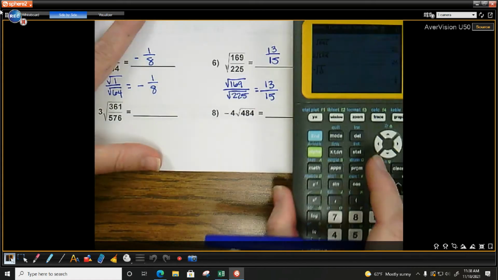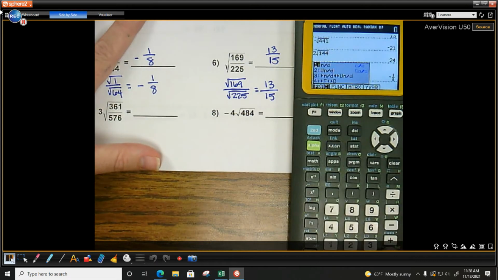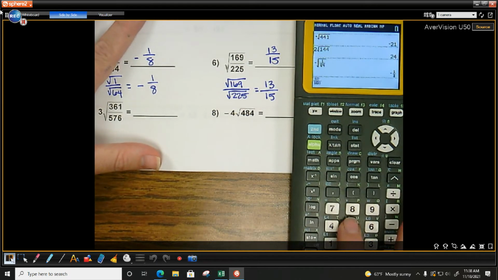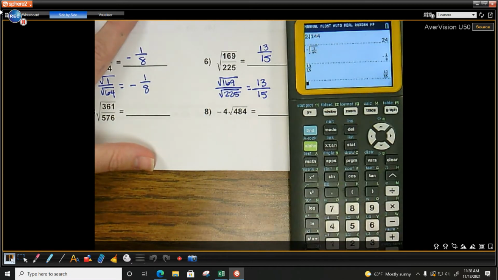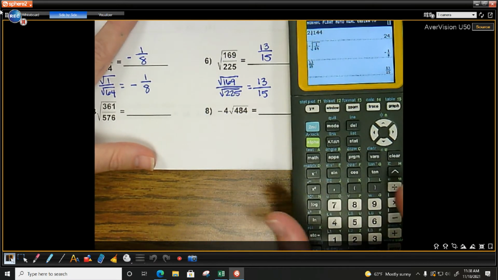Remember, you also can go to your calculator and type it in as a fraction, 13 over 15. And it reduces it for you. This one doesn't reduce because there's no common factors other than 1. Okay?